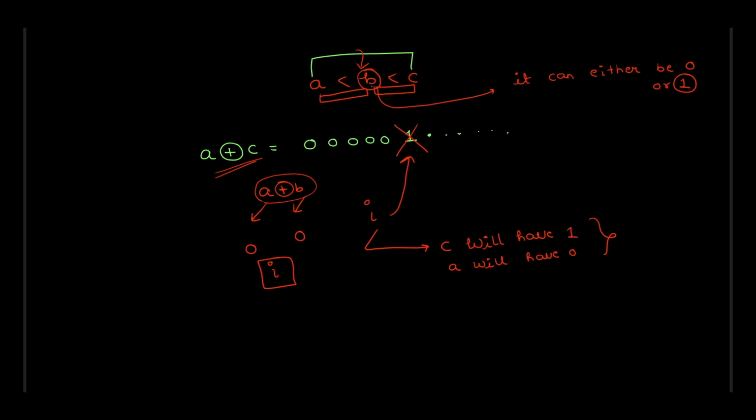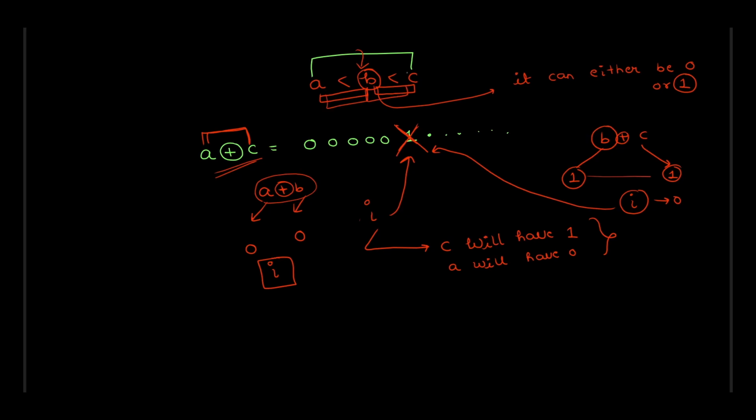But if B had a 1 at the bit index I, then you can see that we look at B XOR C. If B had a 1 at index I, and C also had a 1, which we are sure about, then if you XOR them, the bit at index I would vanish. So in both of the cases we have proved that it is always possible to unset the first set bit of A XOR C by selecting a number in between, if you have that available.